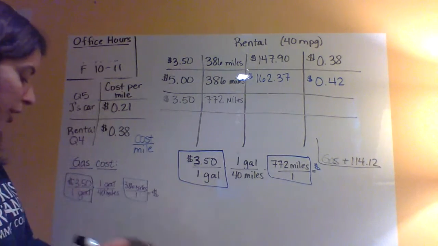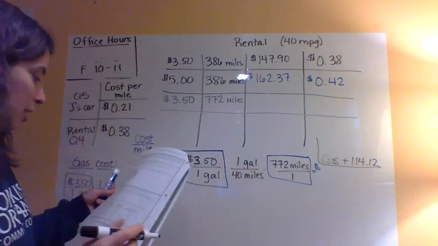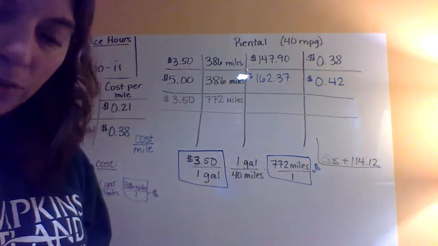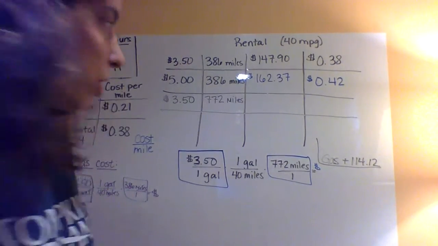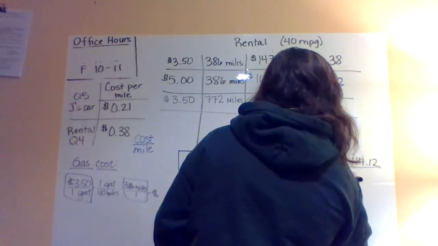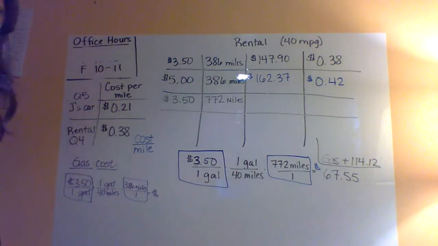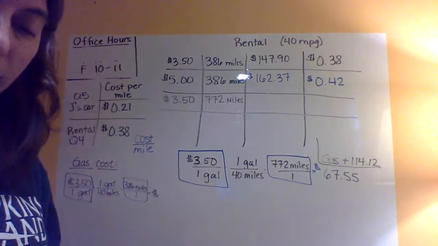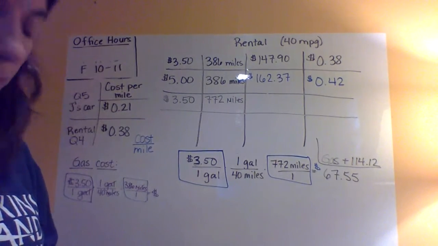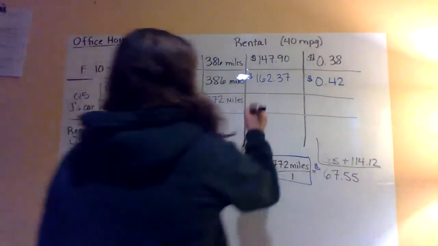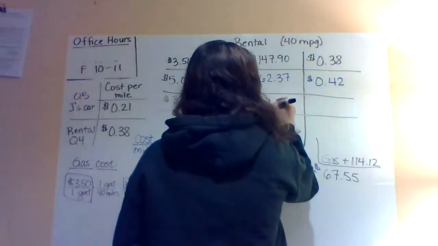Okay, so when we do this, and we multiply across the top, and then divide by 40, we are going to get, let's see, 70 times 350 divided by 40, we're going to get 67.55. Remember, that's the gas price. Then we take 67.55 and we add it to 114.12 and we get 181.67.